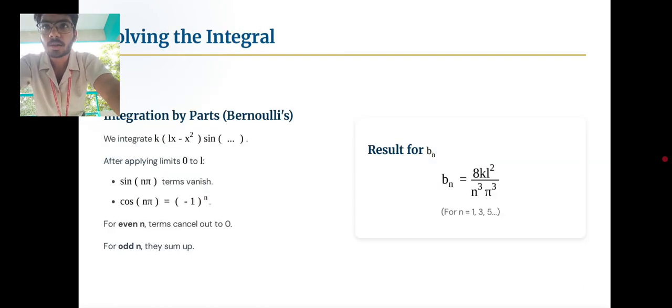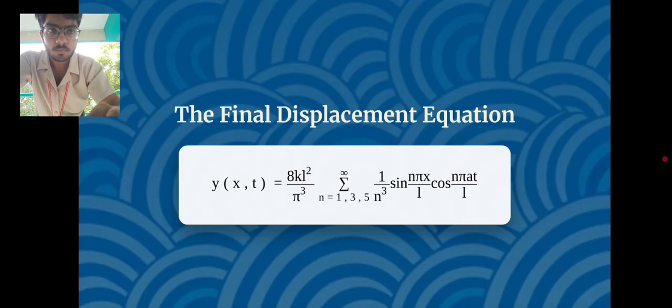Now we solve the integral: the integral from 0 to L of k(Lx minus x squared) sin(n pi x by L) dx. While integrating, for even n it becomes 0, and for odd n the terms add up. bn is equal to 8kL squared by n cubed pi cubed for odd n. This is the final displacement solution.